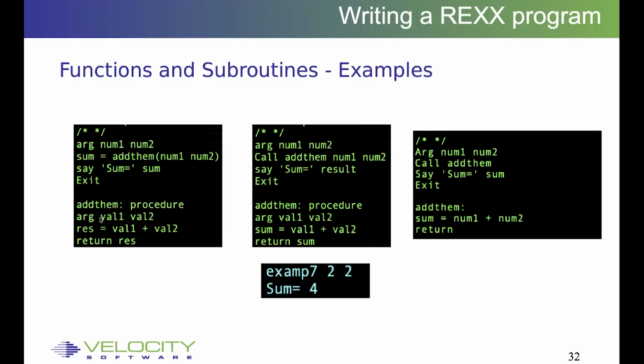We're getting the arguments that were passed in variables called val1 and val2. We are adding them together into a variable called res and then returning res. So when this function returns, the value is going to be put into the variable sum in the caller, and then we're going to display the value. Our code is example 7. We're passing 2 values, 2 and 2, and the sum is 4, and we have verified that REXX can add 2 and 2.